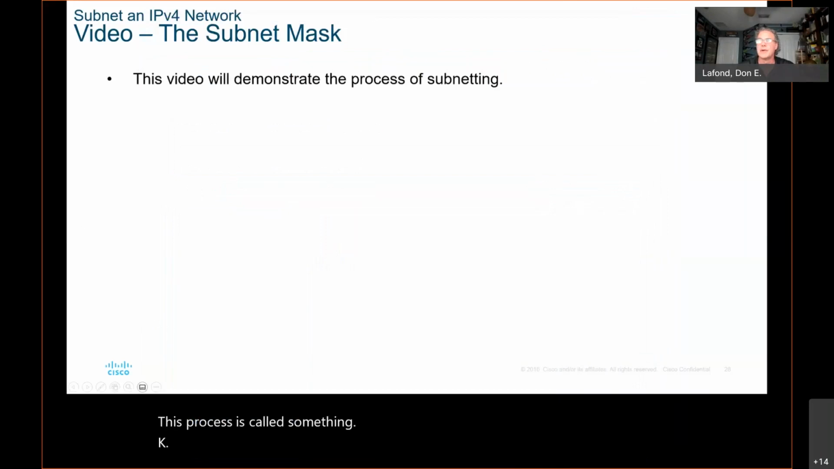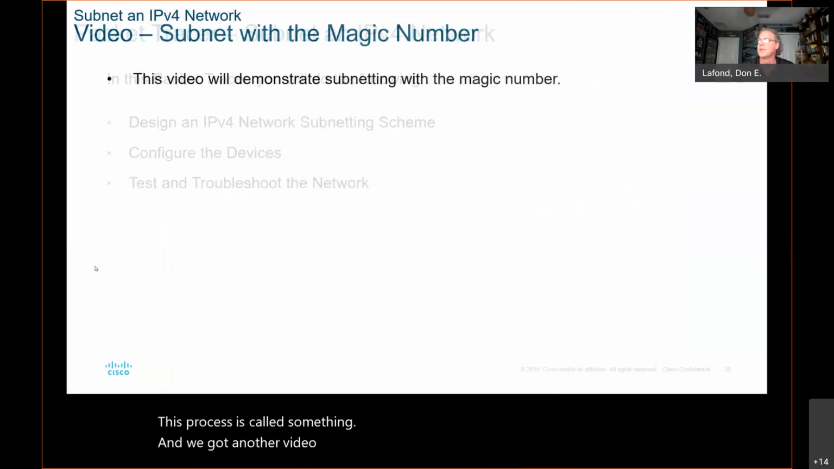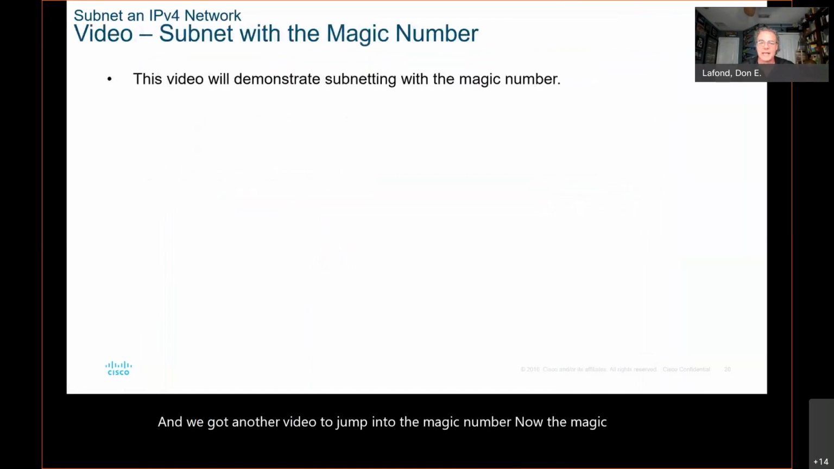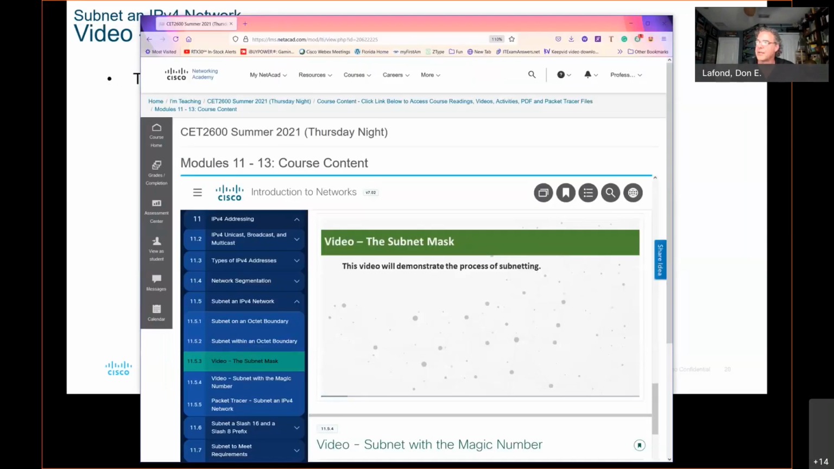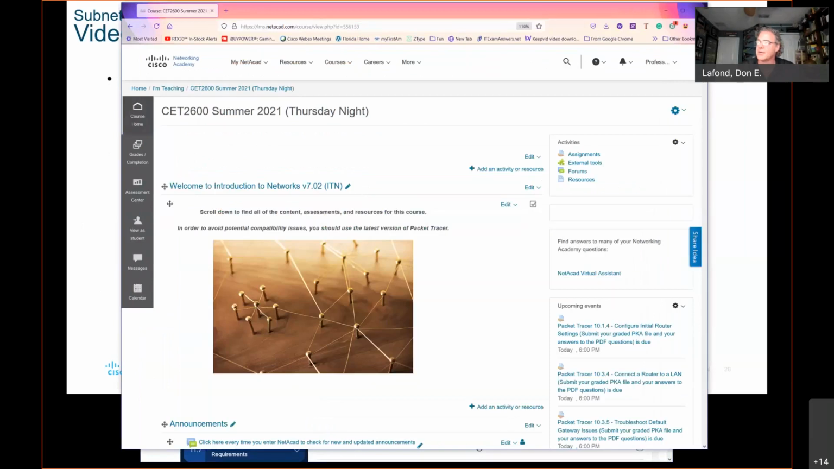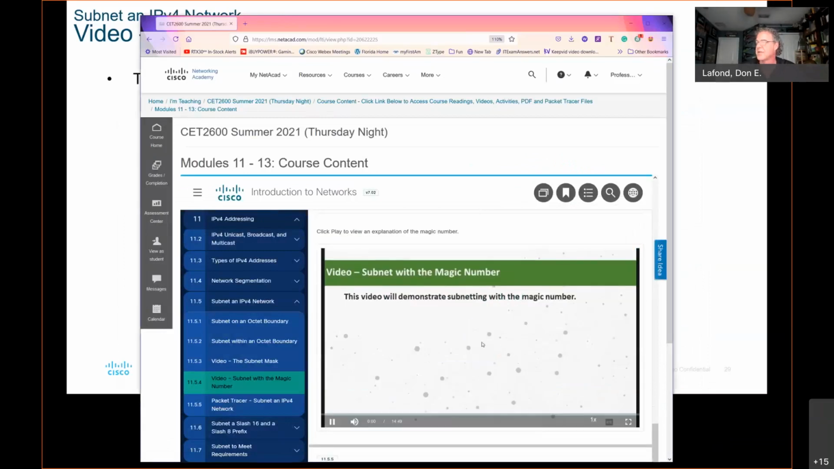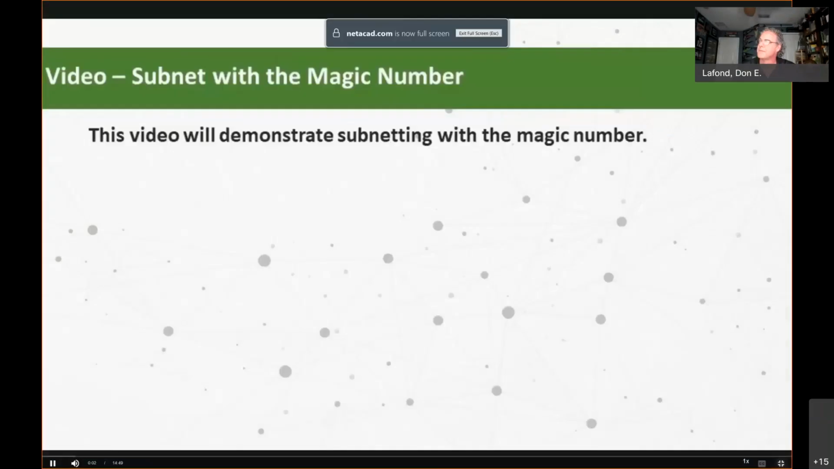And we got another video to jump into, the magic number. Now, I don't like to call it the magic number. I like to call it block size. But the magic number is very common, very popular. So if that's how you've learned how to subnet, then don't change your mind on how to do that. I'm looking for the video right now. So let's see. Here it is. The magic number. It's not very magical at all. It's just a very useful number.